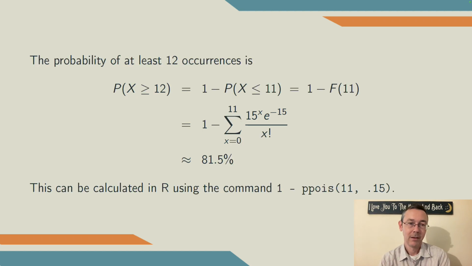The probability of at least 12 occurrences is going to be 1 minus the probability of at most 11 occurrences. So that's 1 minus the cumulative distribution function evaluated at 11. Again, the arithmetic there is kind of rough, so I recommend using technology. In R, the command is 1 minus ppois(11, 15), and the outcome there is 81.5%.